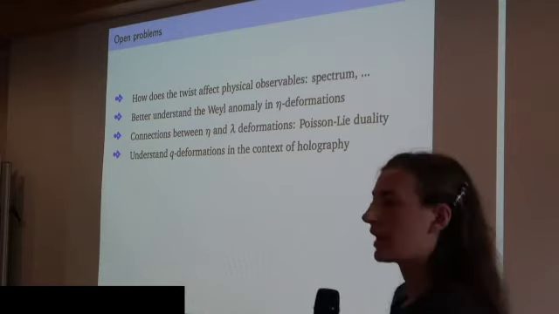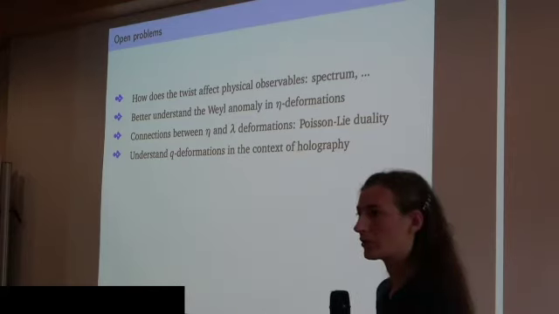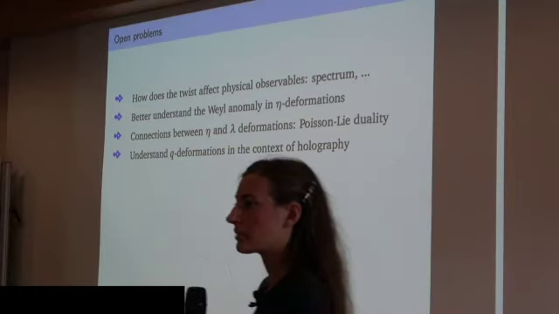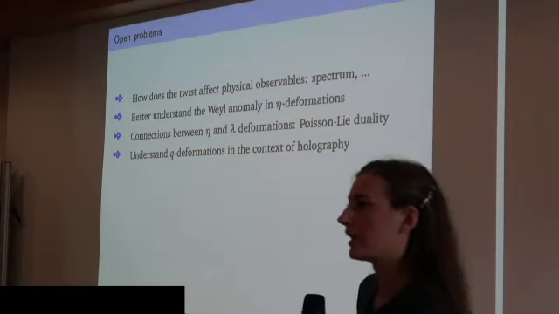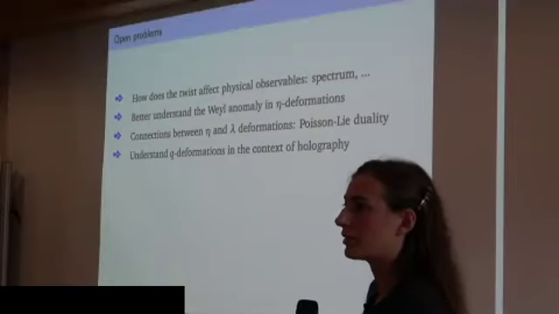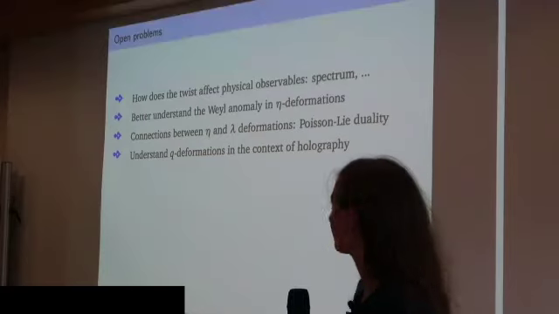So you have AdS5 cross S5 that admits this CFT dual, N equals 4 super Yang-Mills. Now you have deformed the AdS part of the duality, and you can ask yourself what happens to the CFT side. Can you also deform this and have some duality between these two deformed theories?